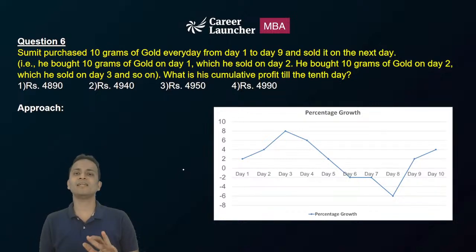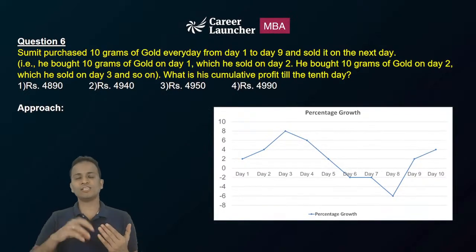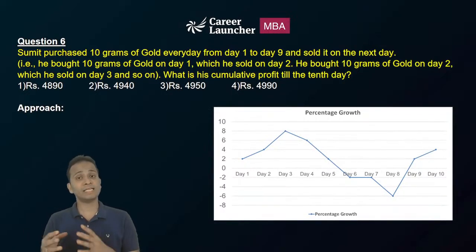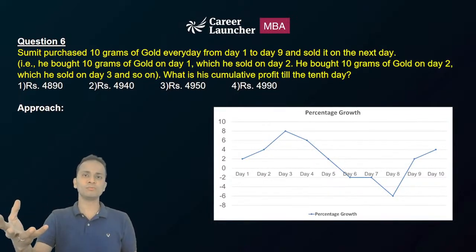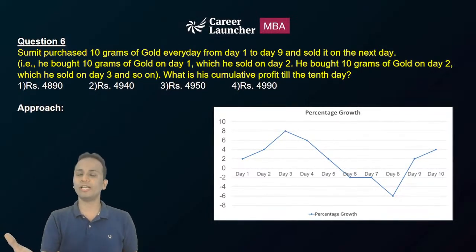Now let us understand what is effectively happening. He bought on day 1 and sold it on day 2. And then he again bought on day 2. Now on day 2, the price of gold will be same for buying and selling, right? So the price at which he sold on day 2, he will buy it on day 2 itself, right?